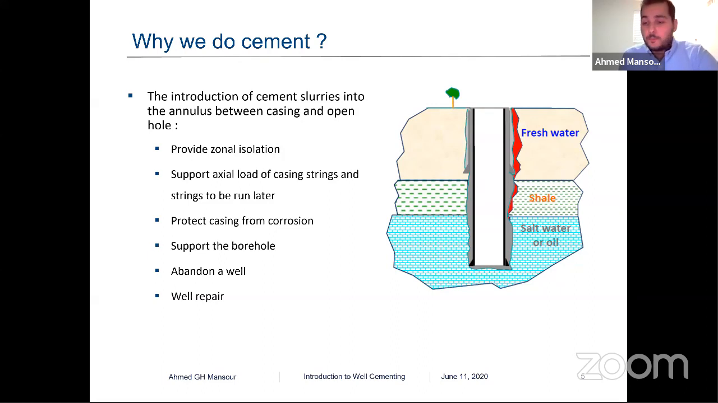Another thing is to support the borehole if you are dealing with unconsolidated formation. Another is to abandon the well. After a certain time of production, some operator companies decide to shut down the well because it's not economic anymore. So what they do to abandon the well, they pump cement inside the casing at different depths and different volumes. And after that, they shut down the well. Another is well repair. If we have a problem, for example, if we have corrosion in the casing, one of the ways to fix the corrosion is doing a squeeze job. I'm going to cover it a little bit later.